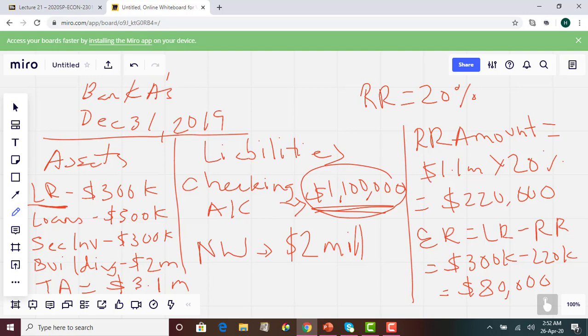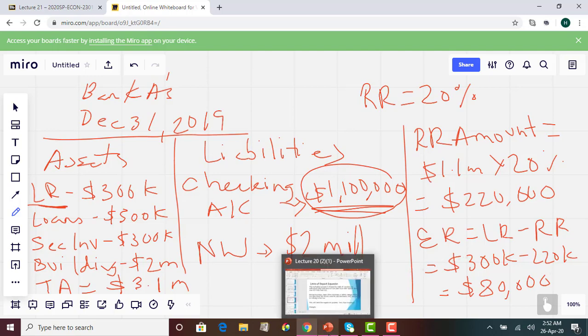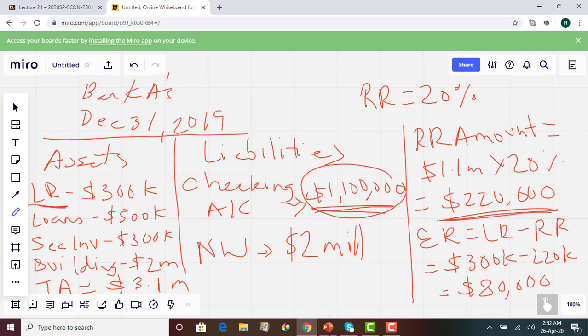So I hope this example clarifies what we are trying to do, what we mean by excess reserve, and what we mean by required reserve amount. In this case, the 220,000 is the amount of money that the Fed has required us to set aside. So out of this 300k legal reserve, 220 is required reserve, and the remaining 80,000 is a reserve that the bank can loan out. It's something over the required reserve amount.